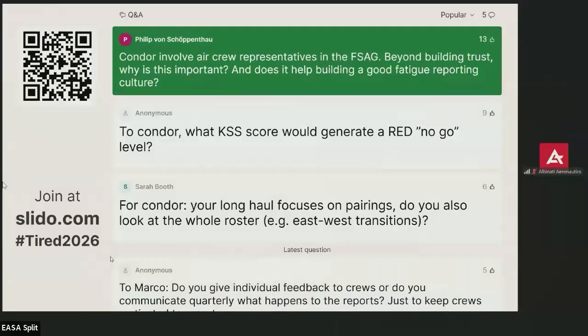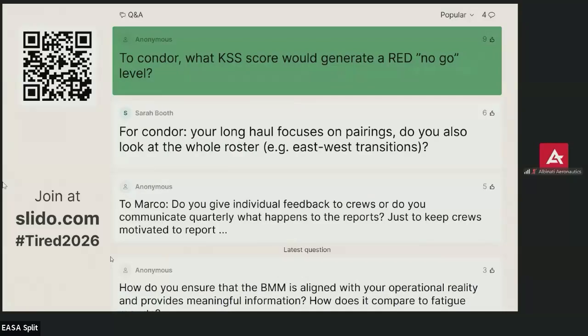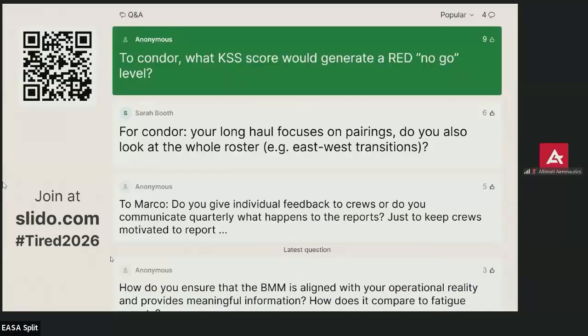What KSS score would generate a red no-go level? That's a very specific question, and I'm sorry to say I can't give you a specific answer to that, because it is your risk, and it's your decision what you can accept or what you don't want to accept. And I can imagine, Jaime, you've probably got some thoughts on the use of black or white, kind of fixed thresholds.